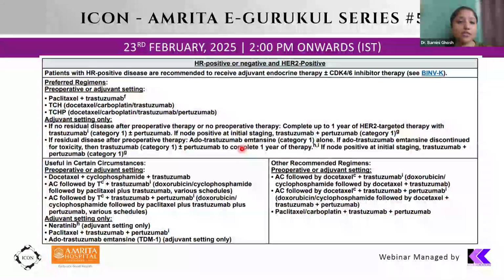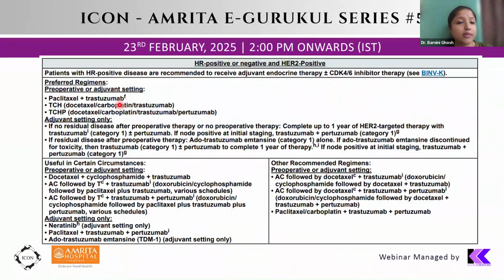Now coming to the regimens once again, which are used in HER2 positive breast cancer. In the curative setting, that is the preoperative or the adjuvant setting, the regimens which are commonly used are TCH, that is docetaxel, carboplatin, and trastuzumab, plus minus pertuzumab. So pertuzumab is particularly indicated where there is locally advanced disease and particularly node-positive disease.